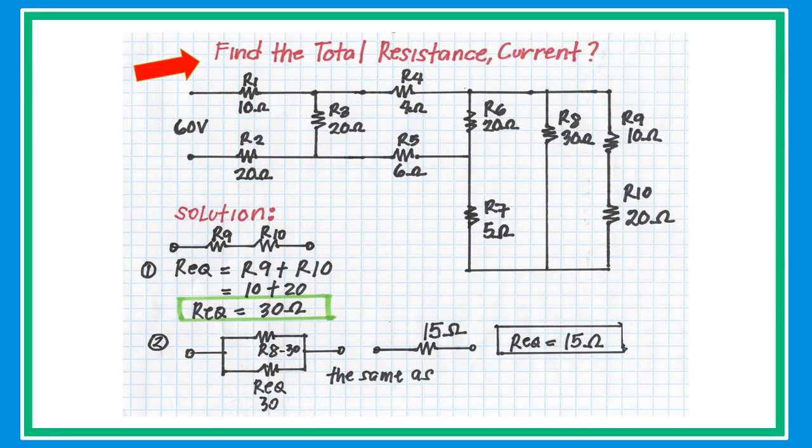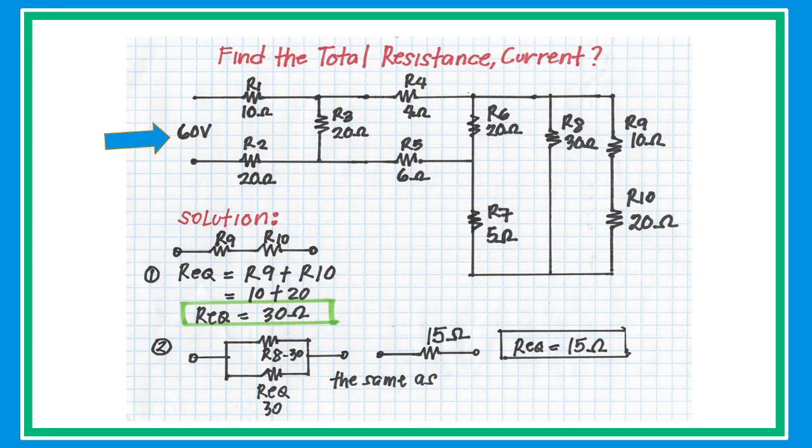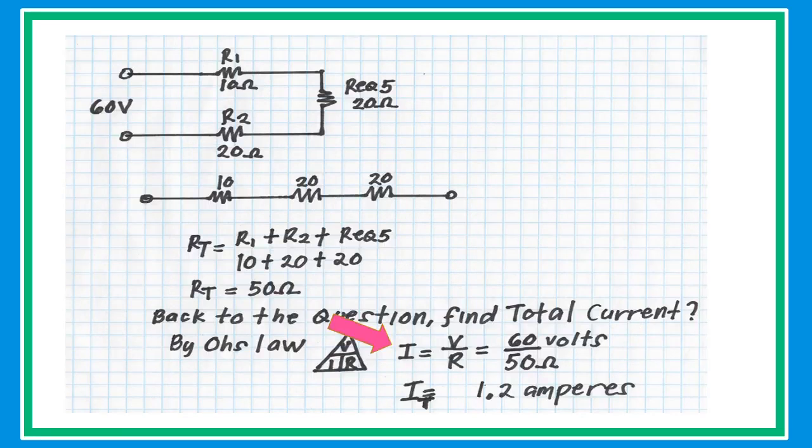Back to the previous equation, find the total resistance and current. Given that our voltage is 60 volts, by using the Ohm's law formula, I equals V over R, our voltage is 60 volts and total resistance is 50 ohms. The total current is 1.2 amperes.